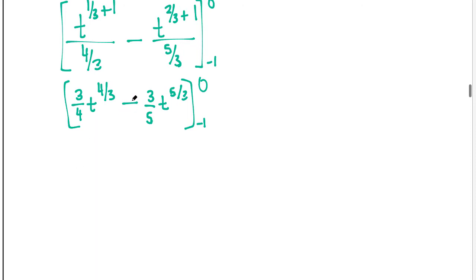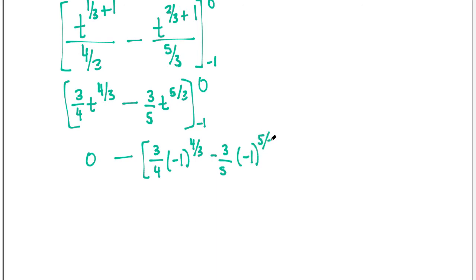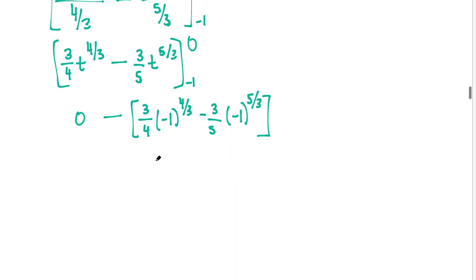So my upper limit is 0, which is great because both of these terms involve a t, so I don't need anything there. So it's just 0. Minus my lower bound, which is going to be 3/4 times -1 raised to the 4/3 minus 3/5 times -1 to the 5/3. So it's a little gross looking, but we can do it.